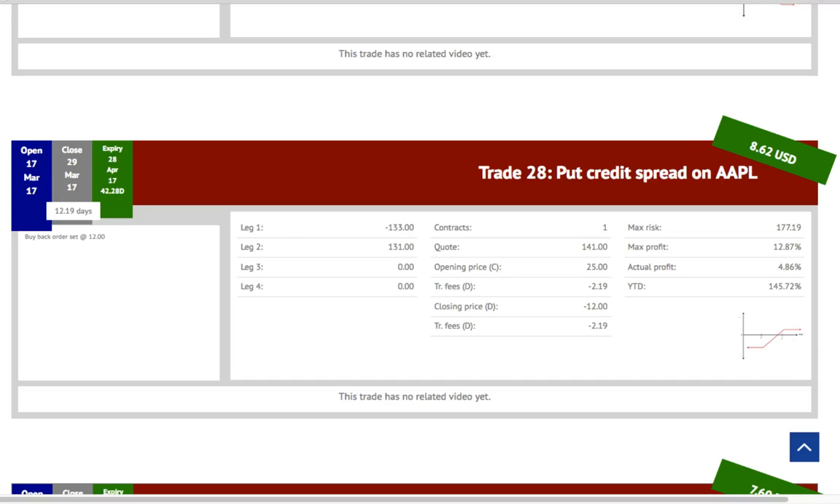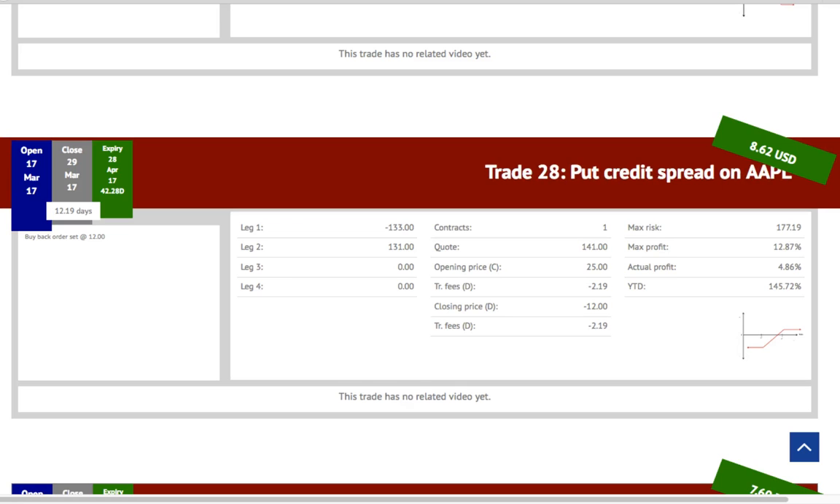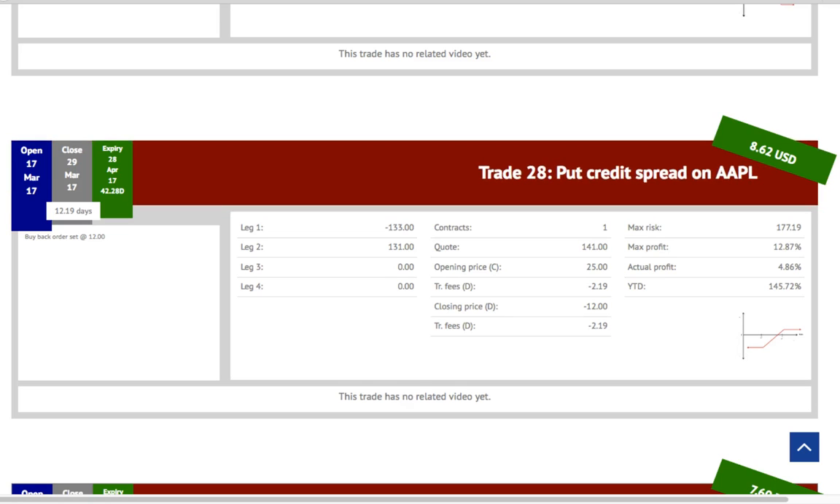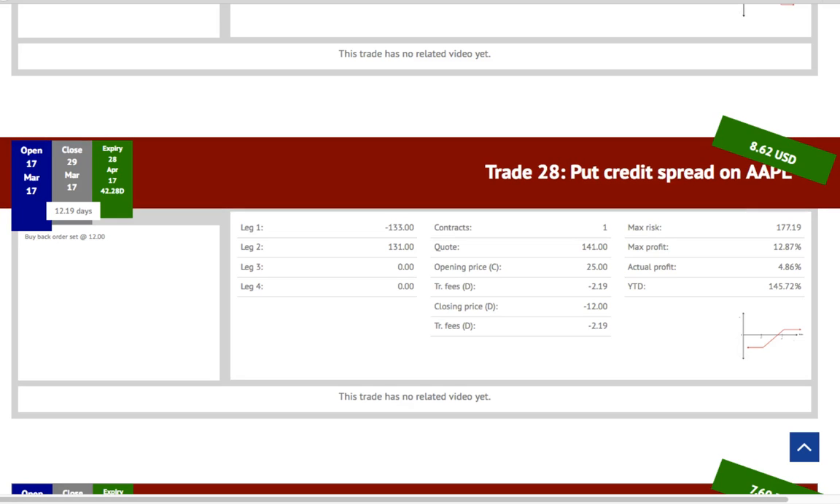Today we discuss from our trading journal trade number 28, the put credit spread we put on Apple. Yes, this is the Apple Incorporated shares that you're thinking about, that you know about. Apple is trading at a daily volume of almost 27 point something million shares a day just for the stock, and the options on Apple are very highly traded as well.